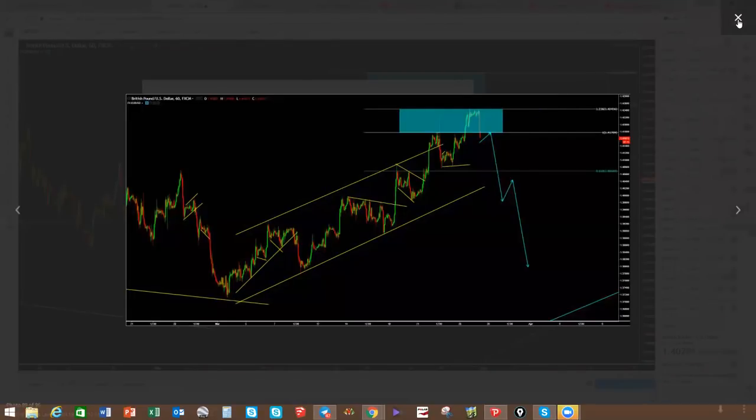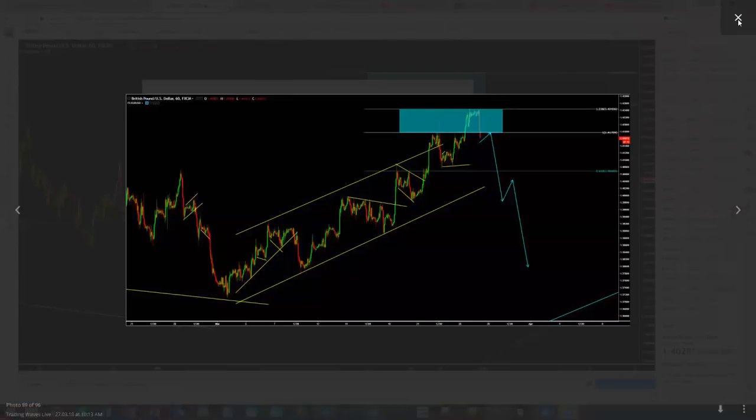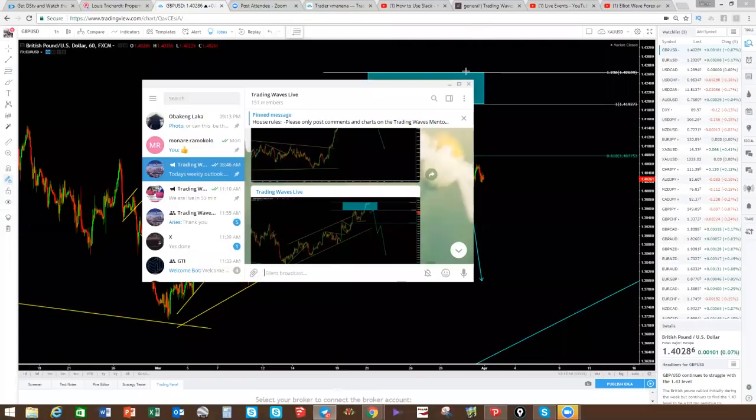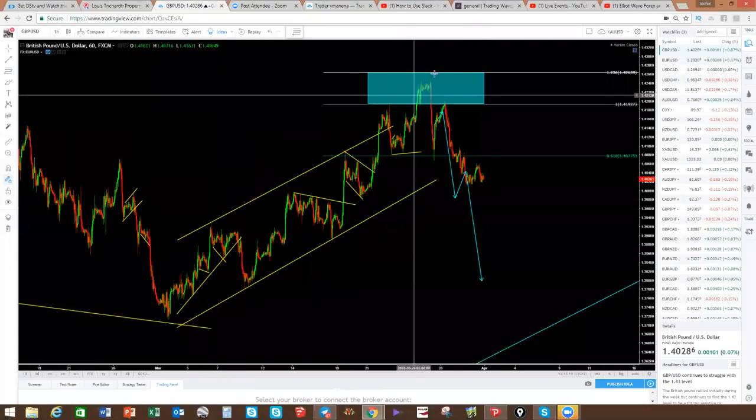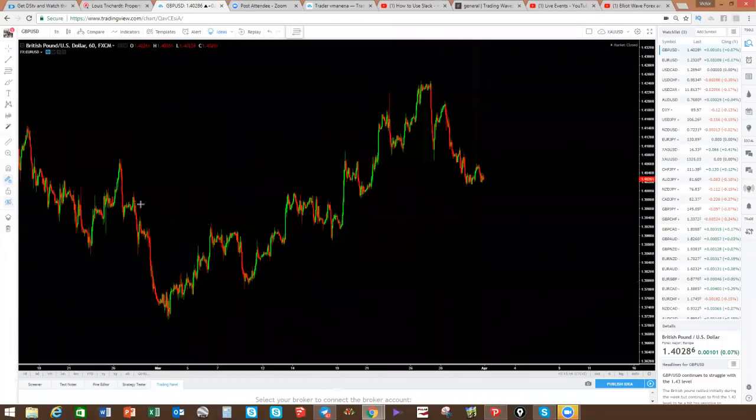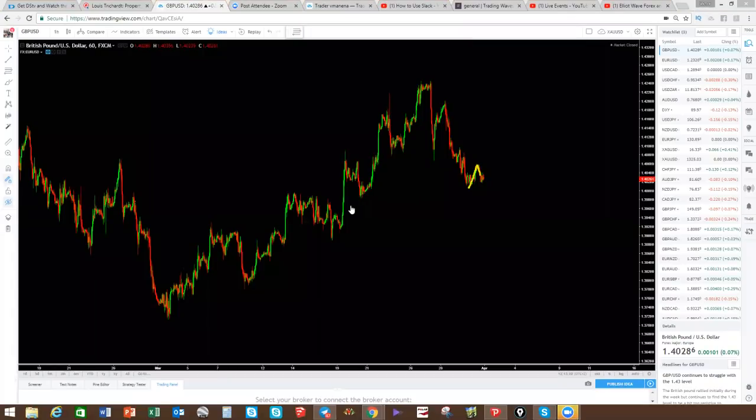Let's close that. This is the chart in our premium group. Let's take this off. There's the blue box. I'm going to switch everything off now, show you what we're going to be looking for. So what we're going to be looking for is a corrective structure here. Whether it's going to be deeper, we don't know at this stage, but we're going to look for corrective structure for continuation to this level.